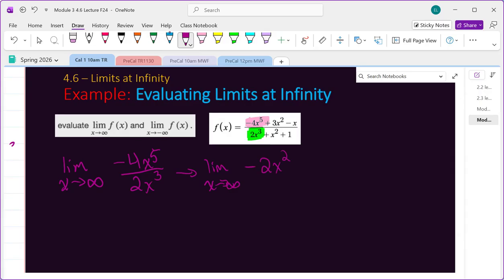So we end up with negative 2x squared. That's overall what this thing is going to behave like on the endpoints. There might be some weird asymptotes in the middle, but overall in the end, it's going to do whatever negative 2x squared does. So when I plug in infinity into negative 2x squared, I get negative 2 times positive infinity squared. So infinity squared is still infinity, it's positive, but then times negative 2 is going to give us negative infinity. So as x goes to positive infinity, this graph is shooting off down to the right towards negative infinity.